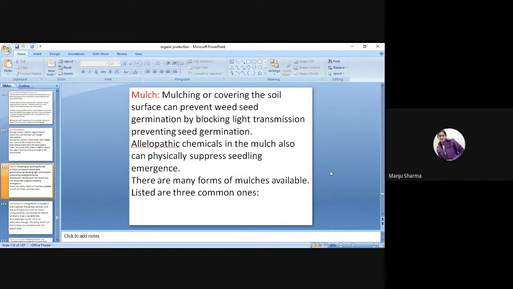Another type of management is mulching. Mulching, or covering the soil surface, can prevent weed seed germination by blocking light transmission. Allelopathic chemicals in the mulch can also suppress seedling emergence. There are many forms of mulches available. Listed are three common ones.